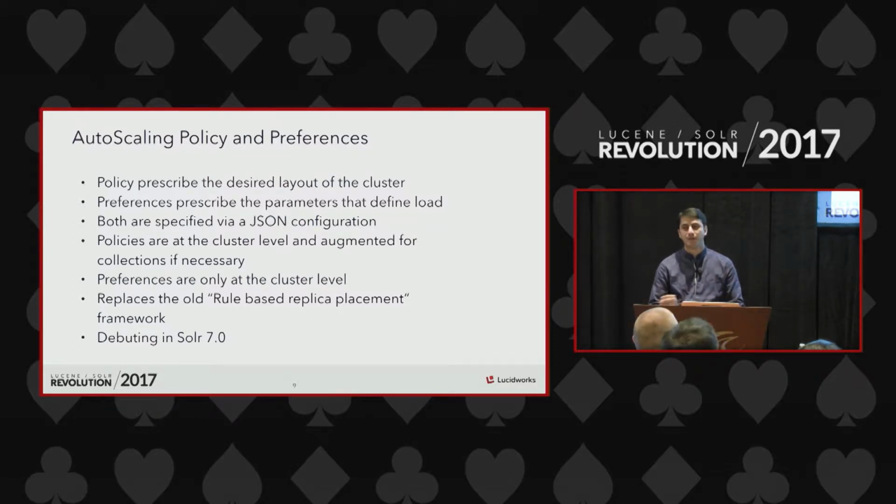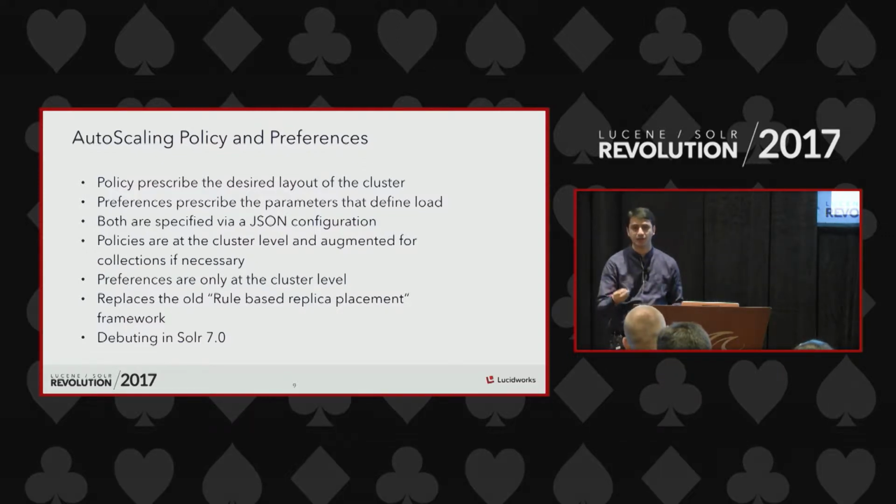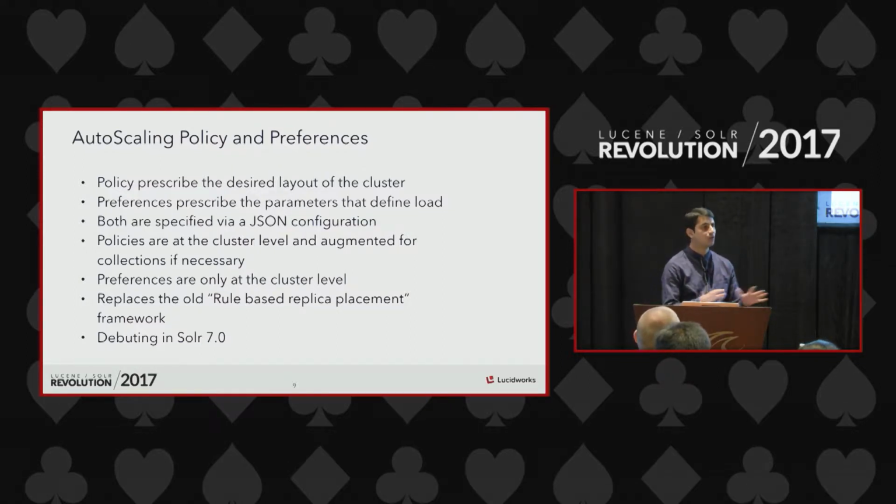So both of them are specified using a JSON-based configuration. The policies are at the cluster level, so they apply to all the collections, but there is a way to specify additional policies which only apply to certain collections. The preferences cannot be added on a collection level. They are at the cluster level, because we're talking about nodes. We don't really care that much about collections right now.